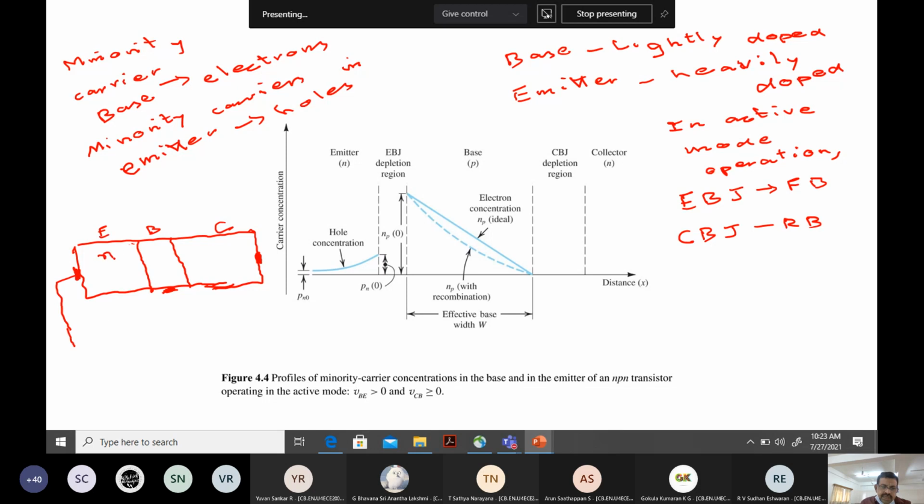So this is my NPN transistor. This is N, this is P, this is N. Now the P region is connected with the positive of the battery. This is the emitter-base junction, so you will have forward bias.